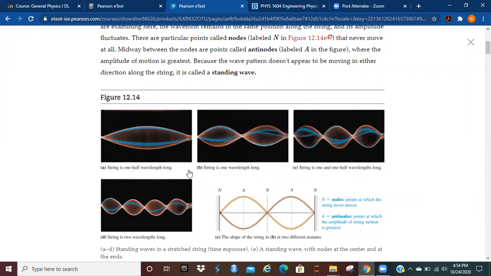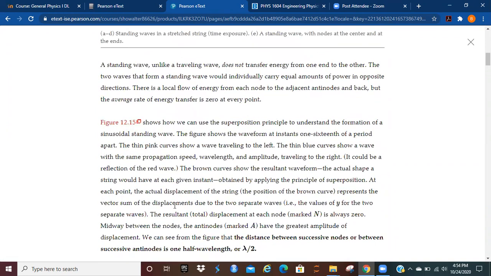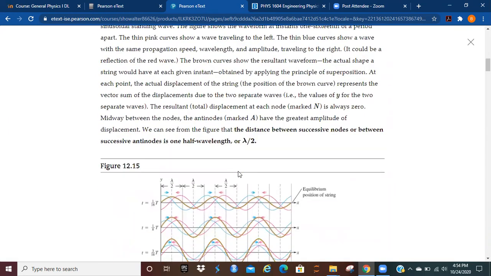So here you've got a string of 1/2 of a wavelength. Here's one wavelength because it goes up and then down. 1.5, and then you've got 2. A standing wave, unlike a traveling wave, does not transfer energy from one end to the other. Two waves that form a standing wave would individually carry equal amounts of power in opposite directions. There's a local flow of energy from each node to the adjacent antinodes and back, but the average rate of energy transfer is going to be 0 at every point.